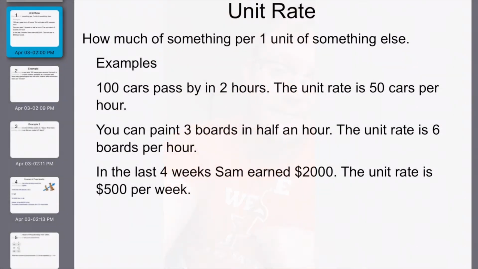All right, seventh grade. Today we're going to be talking about unit rate and the constant proportionality. Both of these ideas you've kind of heard of before, not necessarily in these words. So a unit rate simply is how much of one thing per one unit of something else. You see unit rates all of the time, which is why I included a lot of examples here.